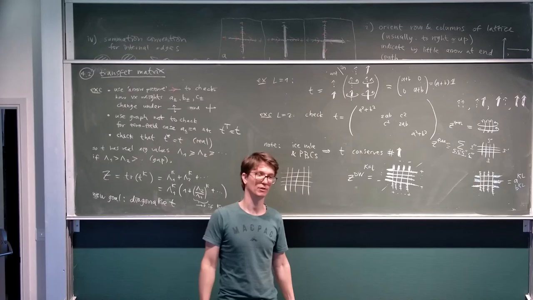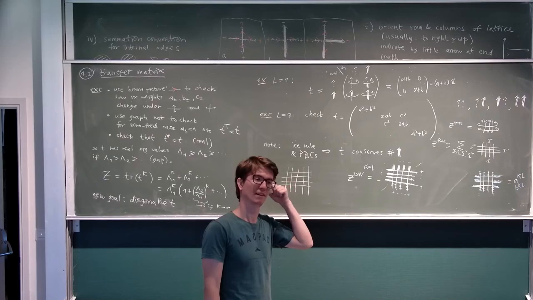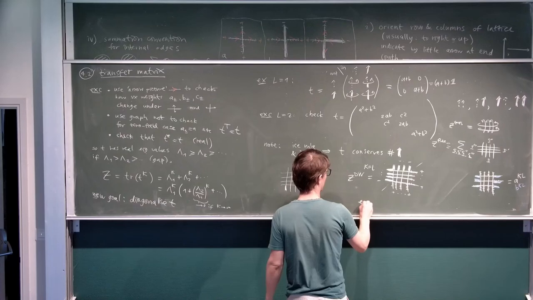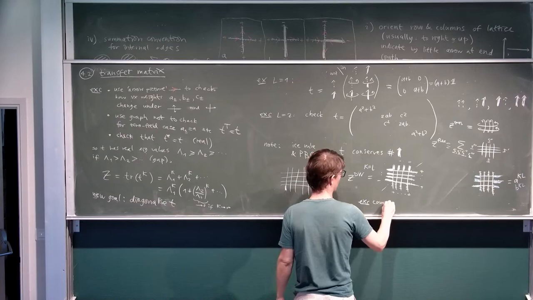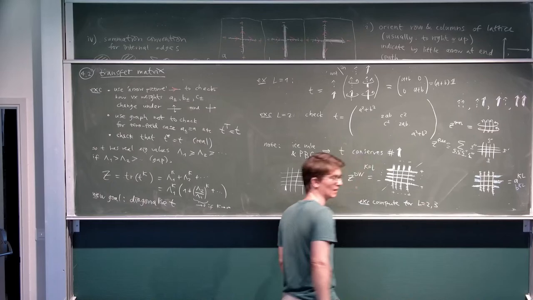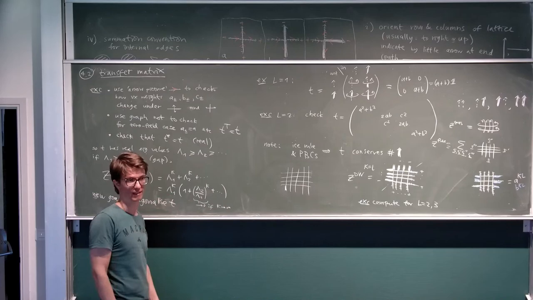It seems that if the first line doesn't exit in the first column, then the other will never be able to exit. So exercise: compute for L equal to 2 and L equal to 3. I forgot they could cross. There's actually an extremely nice factorized formula, in terms of simple factorials, for the number of configurations. So there are some numbers here.